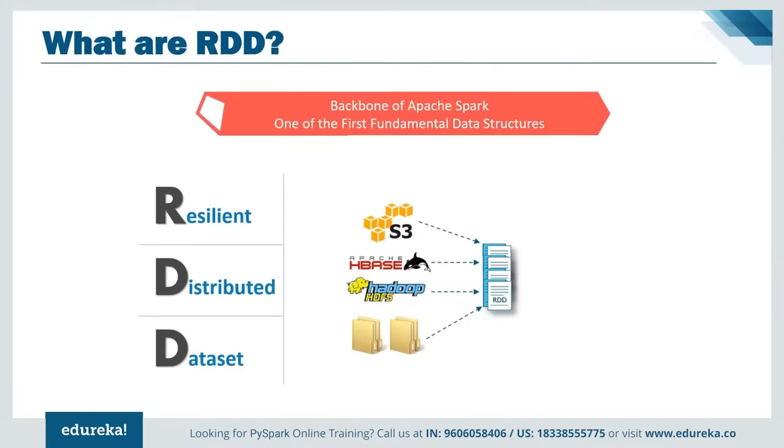So let's understand what RDDs are. RDD stands for Resilient Distributed Datasets. They are considered the backbone of Apache Spark. As I mentioned earlier, it is one of the first fundamental data structures. These are schemaless structures that can handle both structured and unstructured data.